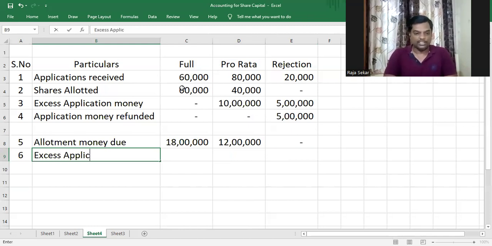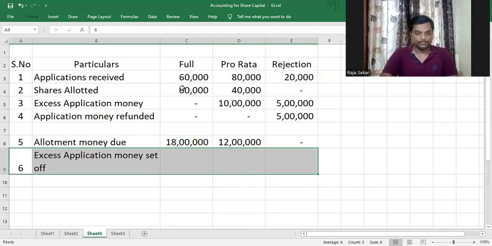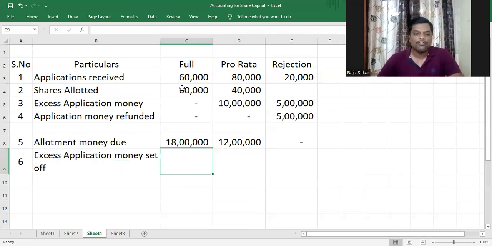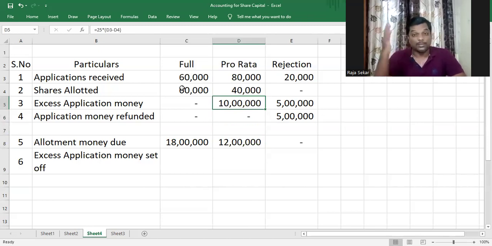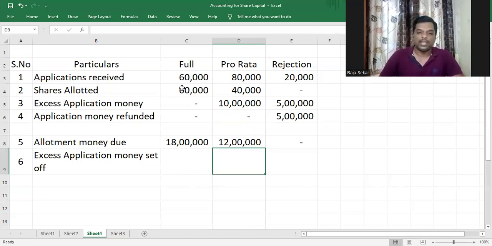Excess application money set off. Now, pay close attention, my dear children. The excess application money set off here would be the lesser of this and this. The excess application money available is 10 lakh. The allotment money due on pro rata allotment is 12 lakh. Am I right or not, my dear children? So you can only set off what is available. So 10 lakh will be set off against the 12 lakh that is due.